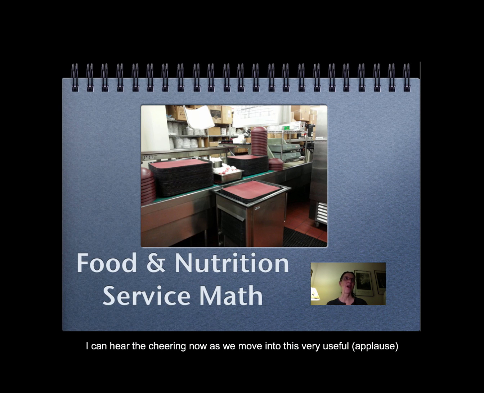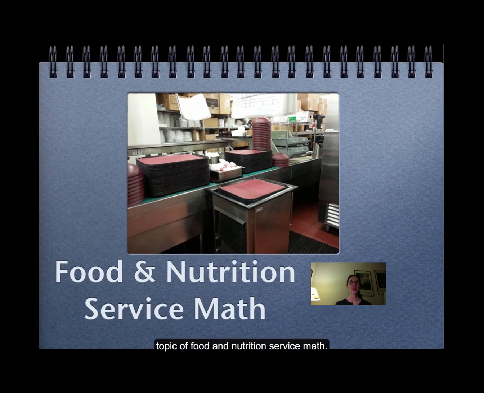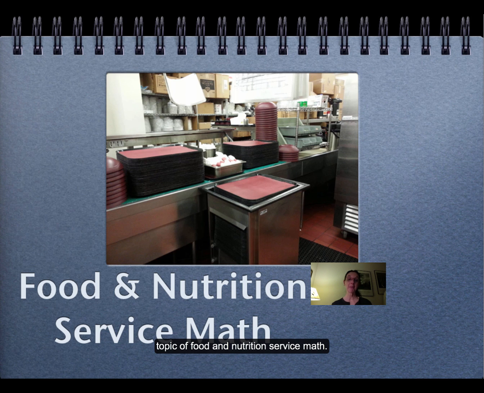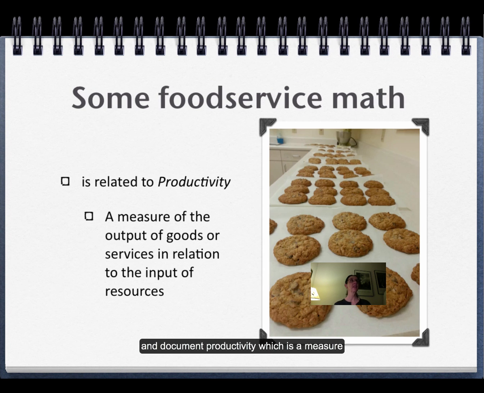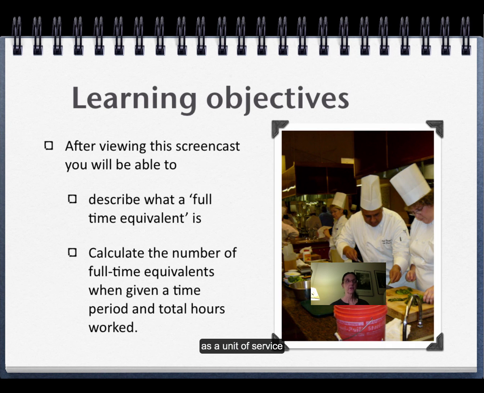I can hear the cheering now as we move into this very useful topic of food and nutrition service math. The context will be math that is useful to measure and document productivity, which is a measure of the output of goods or services in relation to the inputs of resources. Outputs are goods and services like meals or nutrition assessments, and of course inputs are labor, food, groceries, etc. The output of goods or services is sometimes also known as a unit of service.